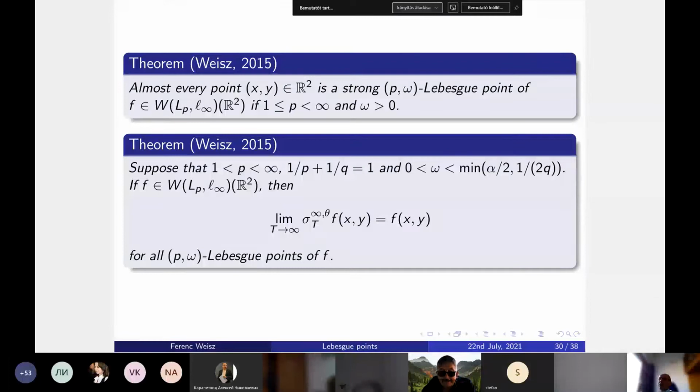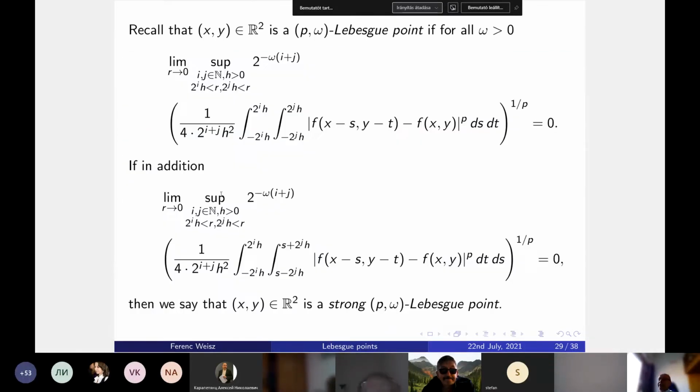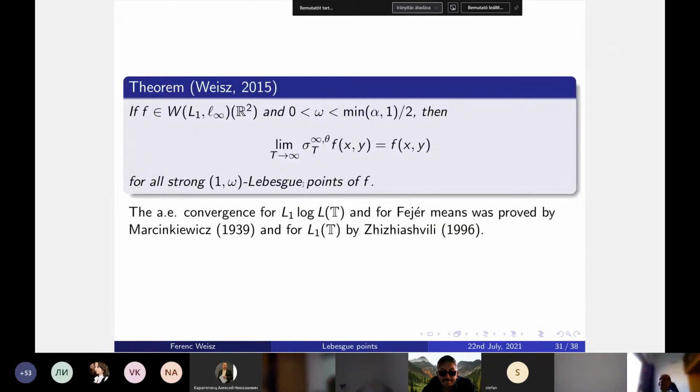This theorem is not true for p equal to 1. If p is equal to 1, then I have to use also the second condition, so I can state a theorem for strong 1 omega Lebesgue points. This is the next theorem.